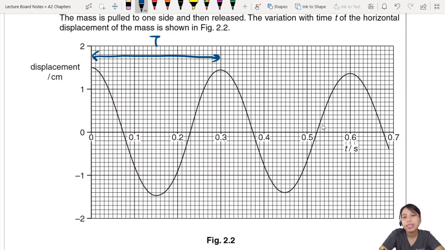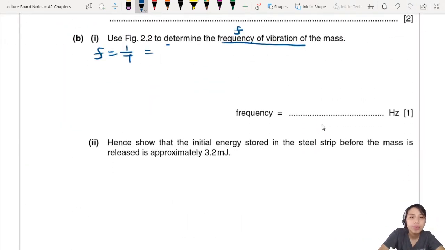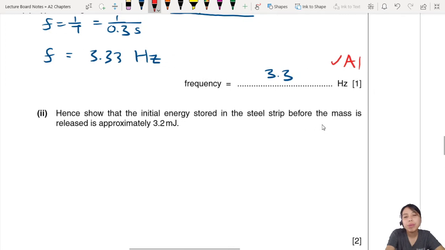I mean, you can take other parts, but I'm going to say from here to here. So that's 0.3. Okay, so I'm going to say 0.3 seconds. 1 divided by 0.3 seconds, so that will mean my frequency is 3.333333 hertz. It's fine, I'll just say 3.3 Hz. 1 mark. This is not AS anymore, if not they may give 2 marks. Maybe.